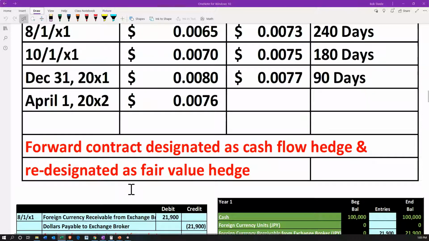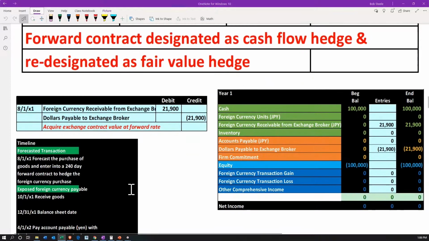You can think of this as basically kind of two components that we have. We have it designated for that first point up until the point in time that we receive the goods as a cash flow hedge, and then it's going to be redesignated as a fair value hedge, and that's because we have the accounts payable on the books that we're going to be paying in yen in the future at that point in time after we make the purchase of the inventory on account.